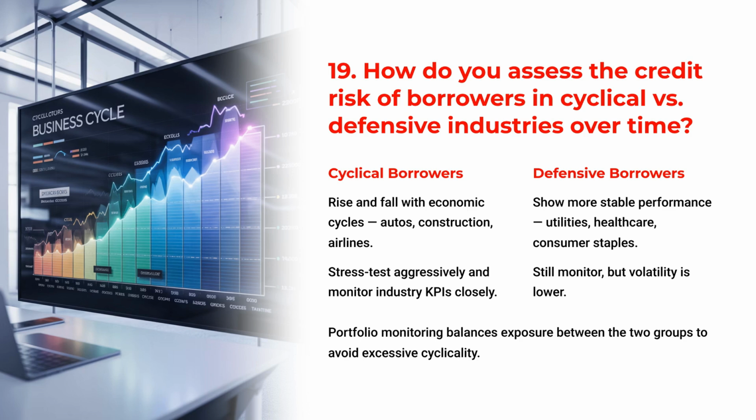How do you assess the credit risk of borrowers in cyclical versus defensive industries over time? Cyclical borrowers rise and fall with economic cycles: autos, construction, airlines. You stress test them aggressively and monitor industry KPIs. Defensive borrowers, utilities, healthcare, consumer staples, show more stable performance. You still monitor them, but the volatility is lower. Portfolio monitoring balances exposure between the two groups to avoid excessive cyclicality.